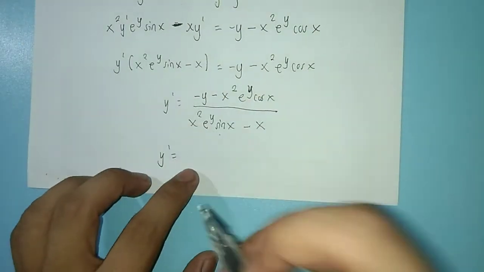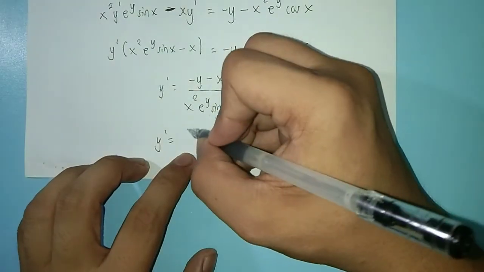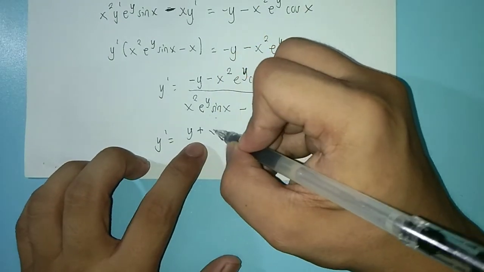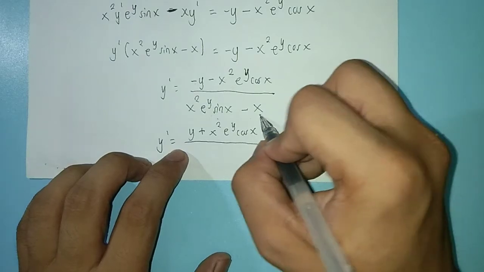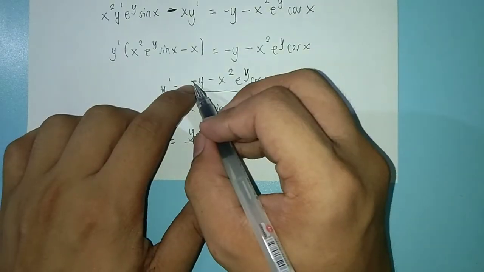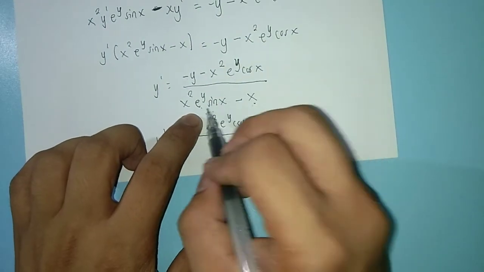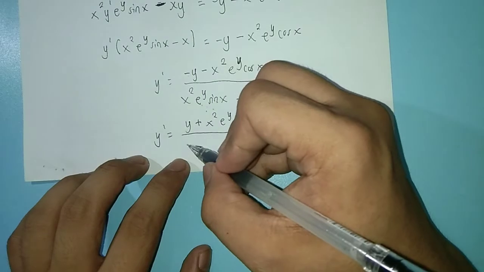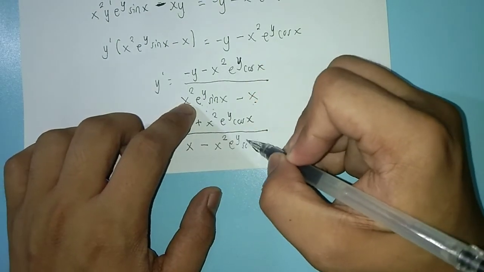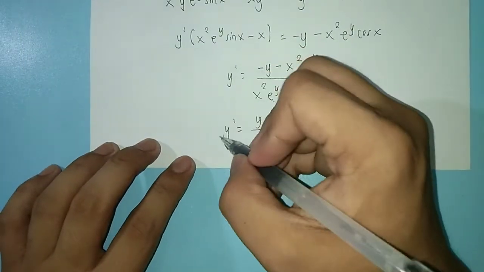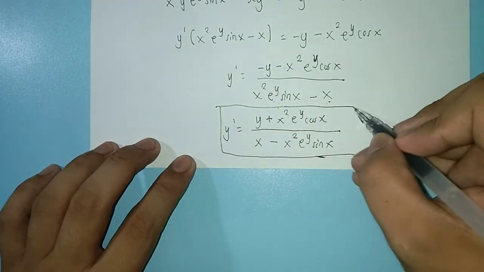So ito magiging y plus x squared e raised to y cosine x. Then dito, ito na yung magiging positive kasi yung negative dito, nilagay ko sa baba. Kaya magbabago yung sign pareho. So ito yung magiging positive na, then ito yung magiging negative, x squared e raised to y sin x. Okay, so this will be our final answer.